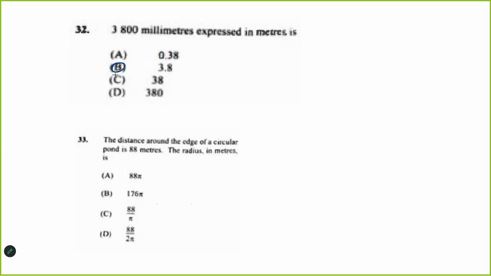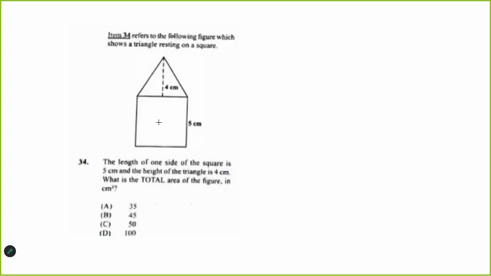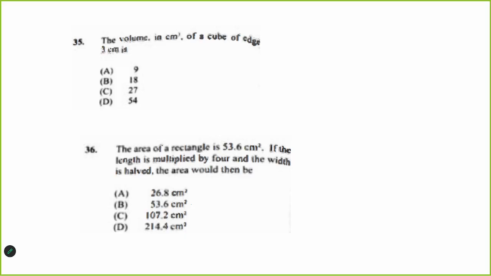That's 3.8. That's B. This one here was distance. I don't want the radius. The distance along is 2 pi r is equal to 88. So that was 88 over 2 pi was the answer. This one here, 5 5s are 25, 4 5s are 20, that's that, 10 is 35. This one here, 3 3s are 9, 9 3s are 27. This one here, you multiply by 2, which you would get C.